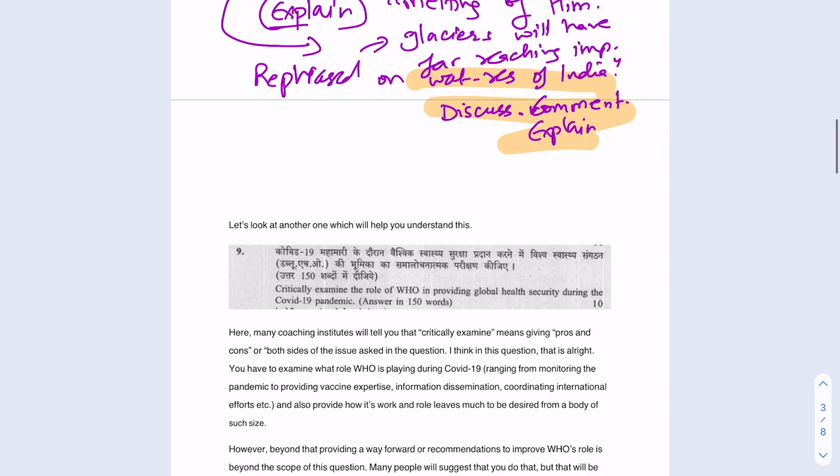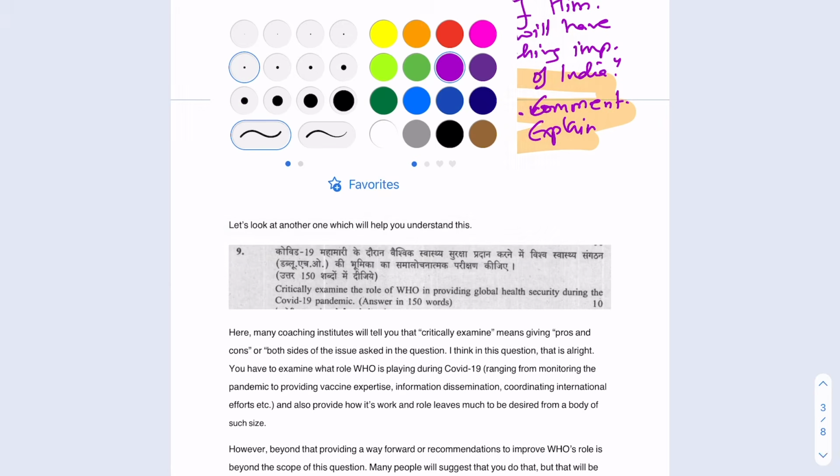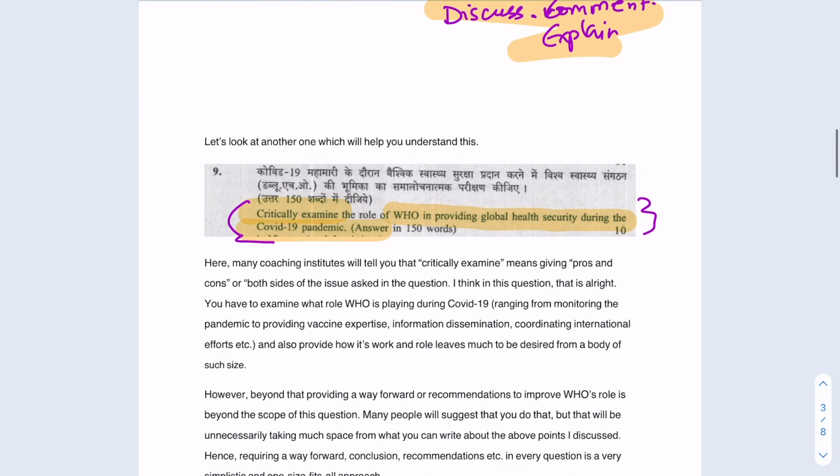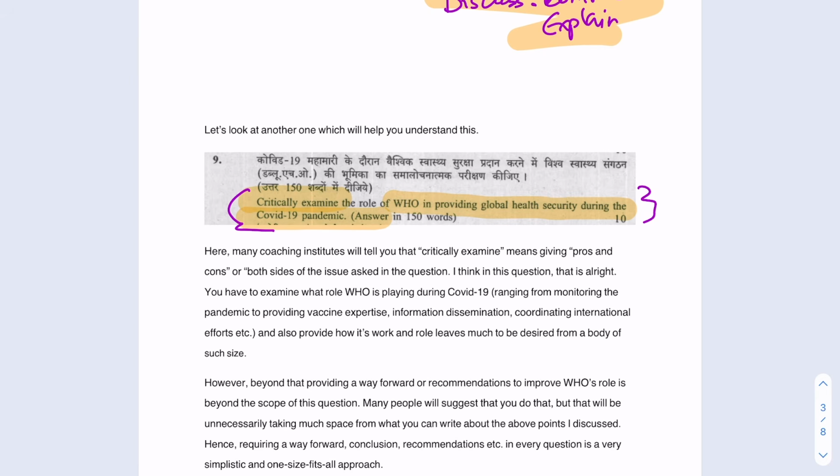Okay. Similarly, now let's go where it matters a little bit. This is a question: Critically examine the role of WHO in providing health security during the COVID-19 pandemic. Now, in this question, the question is about the role of WHO during the pandemic, role of WHO during pandemic.